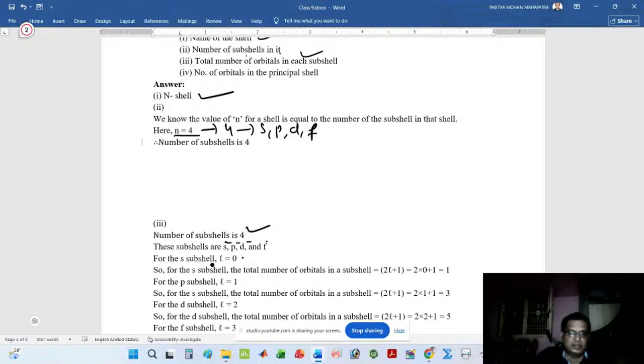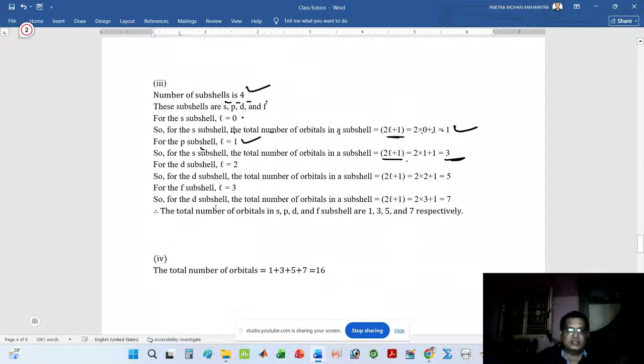For the s subshell, l is equal to 0. The total number of orbitals in a subshell is given by the formula 2l plus 1. So here I can write 2 into 0 plus 1, which is 1. So for the s subshell, one orbital is present, that is s. For the p subshell, l is equal to 1. Put this formula 2l plus 1, then you can find 3 orbitals.